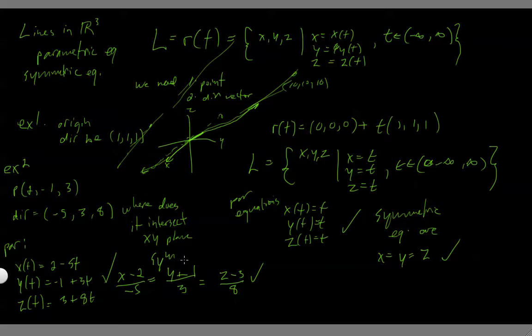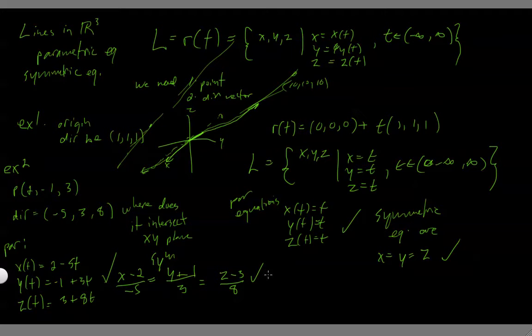Check. Good. Now, a really cool thing to note here is once you're staring at the symmetric equations, you can read off the point on the line. So in this case, you can see that it's 2, -1, 3. And you can also read off the direction as -5, 3, 8. So it's just going to be x minus whatever the point is in x, y minus, then negative 1. You can see how that follows.